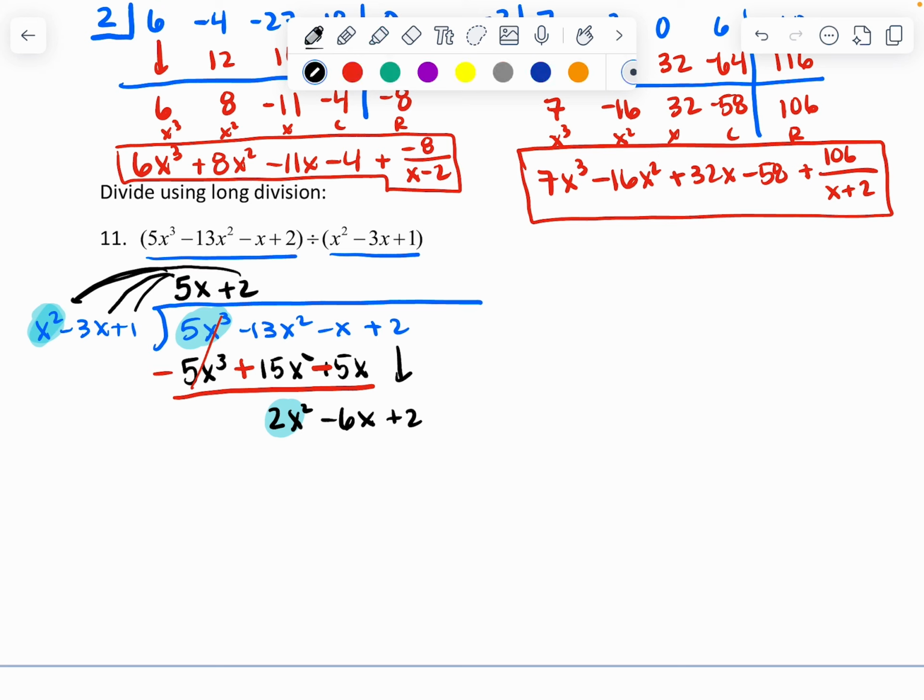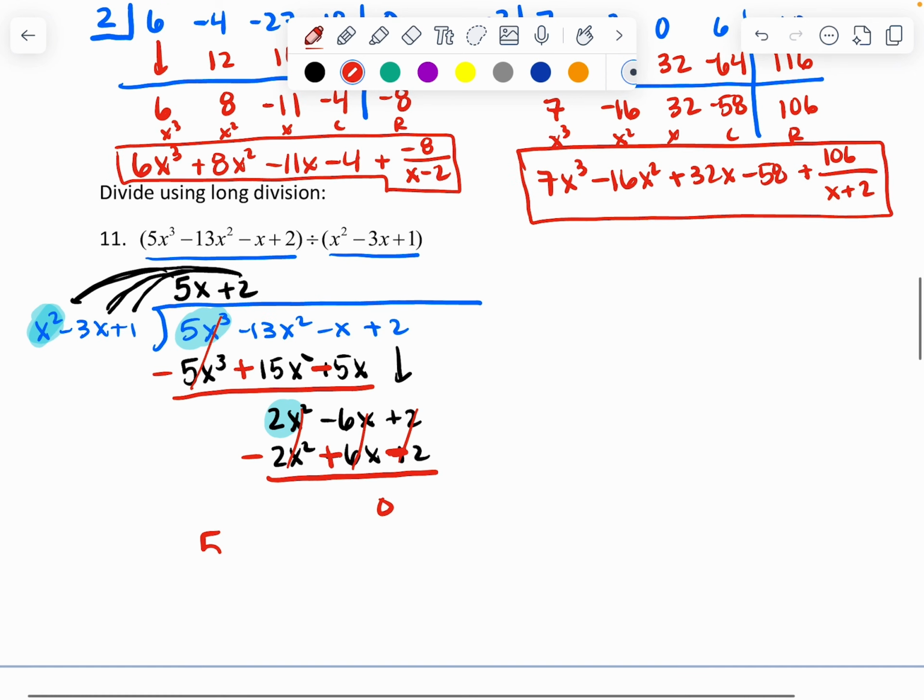And multiply one more time. So 2 times x squared is 2x squared. And 2 times the negative 3x is negative 6x. And then 2 times 1 is 2. And then we're going to draw the line and change all the signs. And look, they all cancel, which means we do not have a remainder, so our answer is just going to be 5x plus 2.